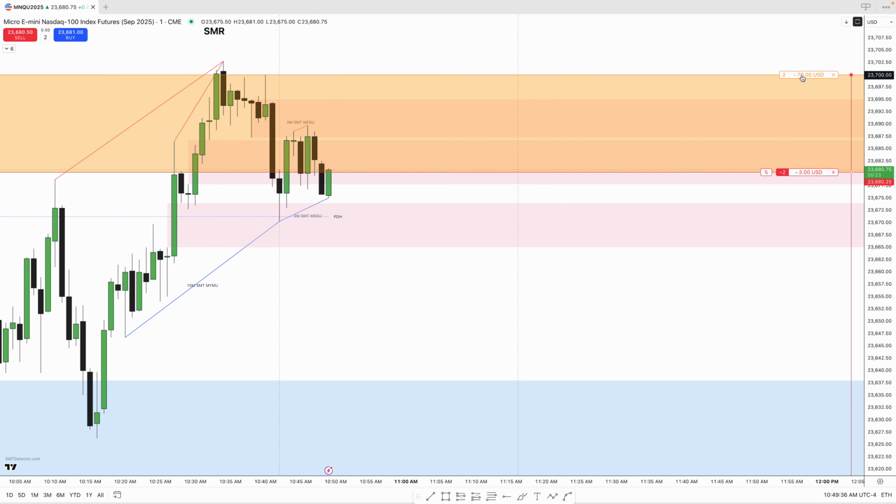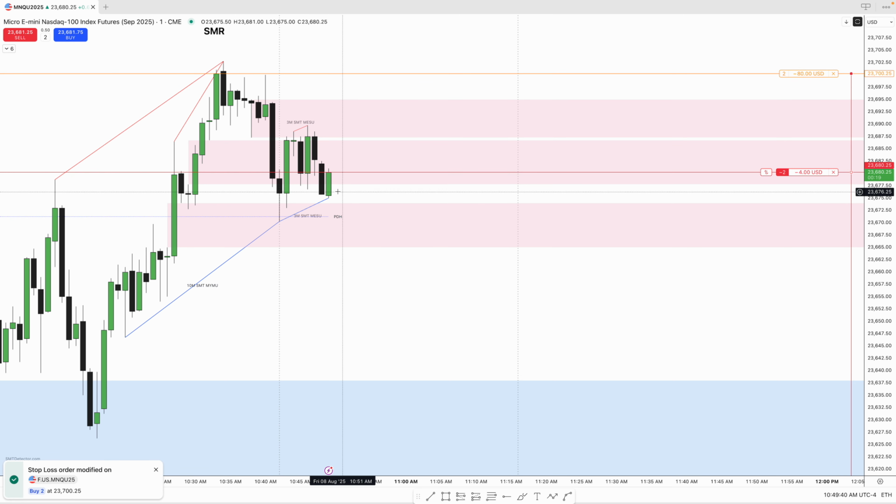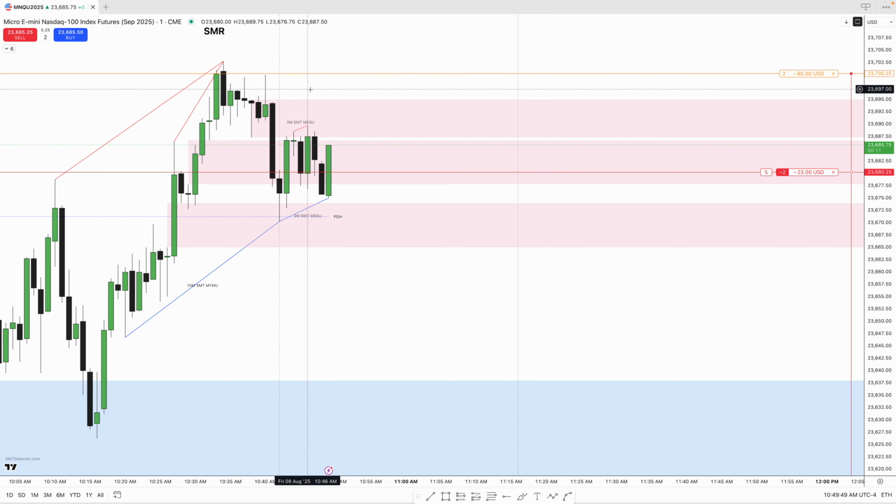Because technically stop could still be here. You know what I mean? Like we didn't displace down below this array yet, and these are just fair value gaps. So I probably will leave it there, honestly, just to see what happens here.